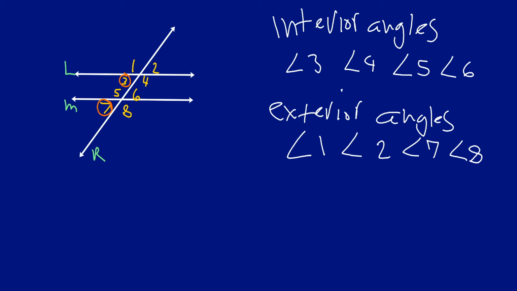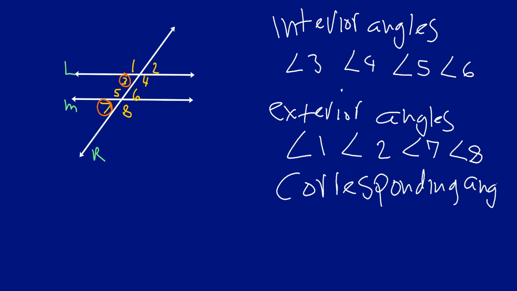So these are corresponding angles, and of course there's more than one example. In this example, angle 3 and angle 7 are corresponding angles.